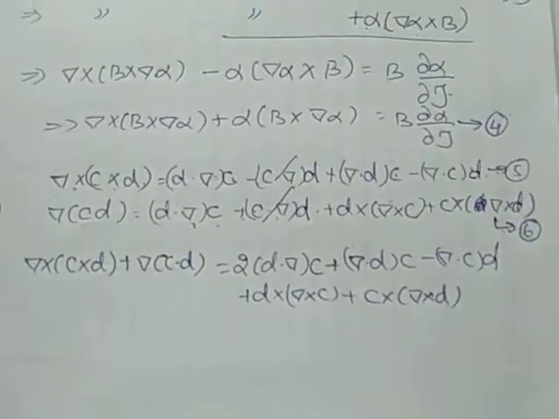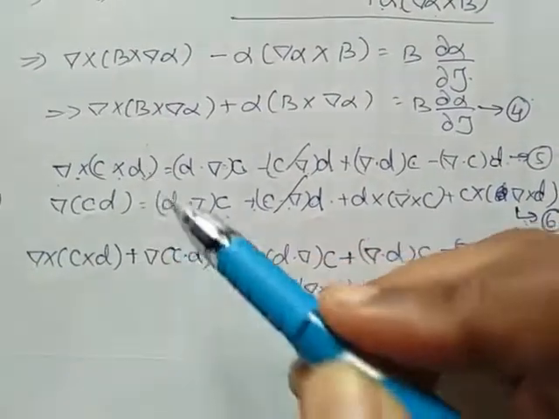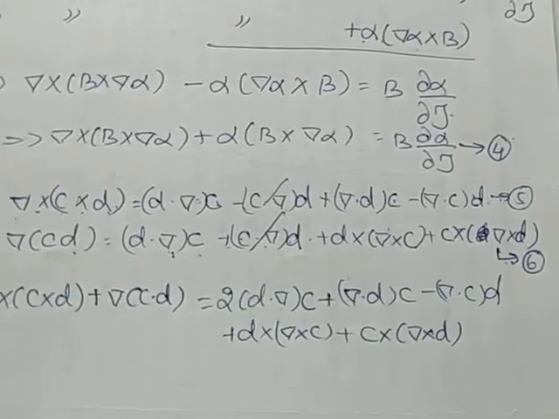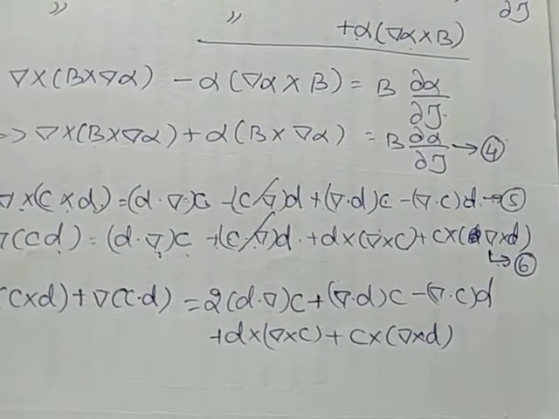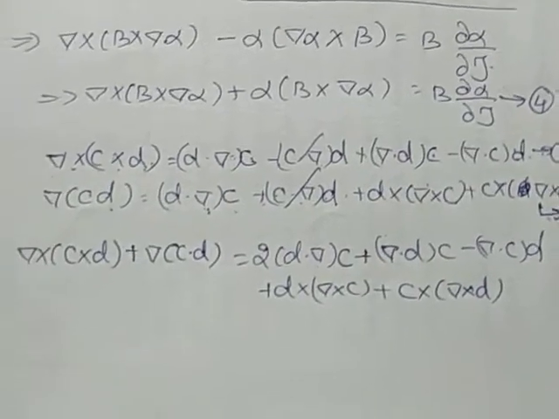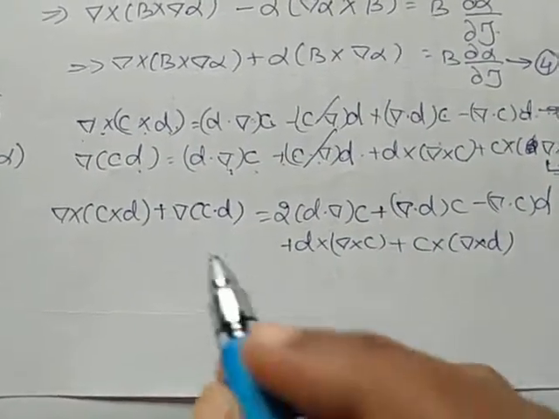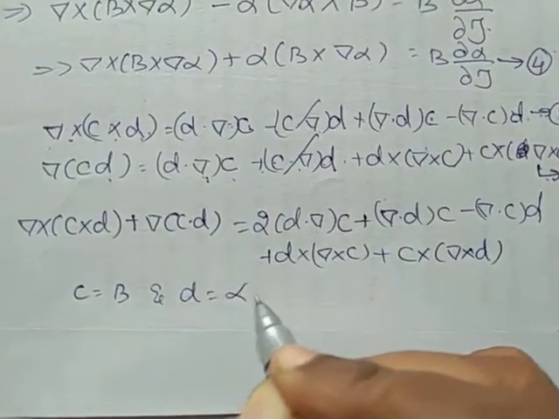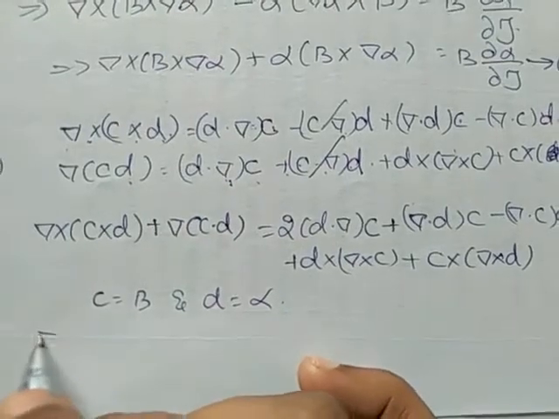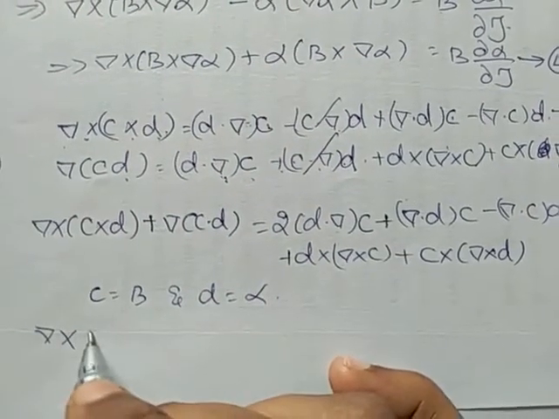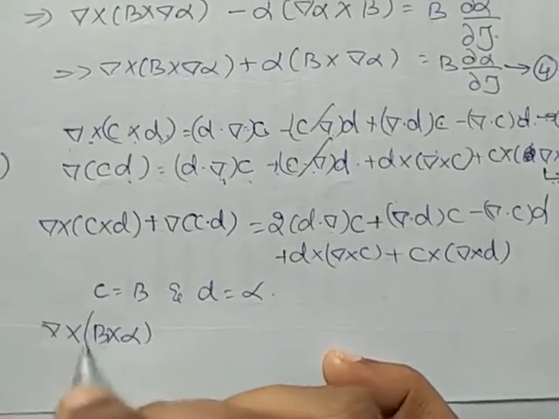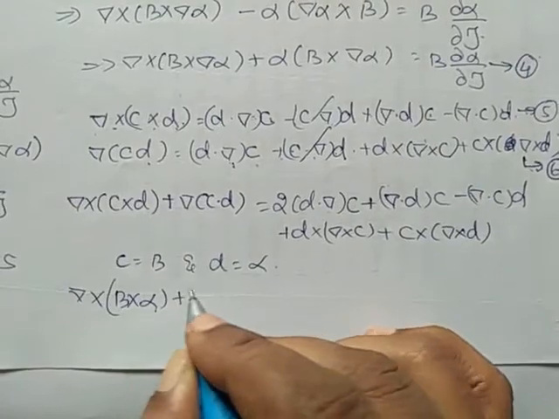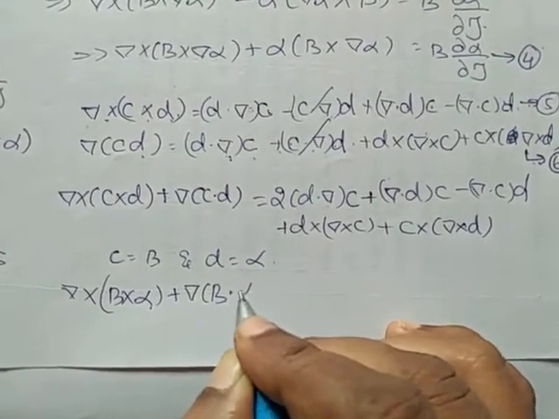See, using vector identity, I have written curl of C cross D. I have written del of C dot D. I am going to add equation 5 and 6. Then I will get this equation. In this equation, substitute C is equal to B and D is equal to alpha. Our C is B and D is alpha. If I substitute this, I will get del cross B cross alpha plus del of B dot alpha.